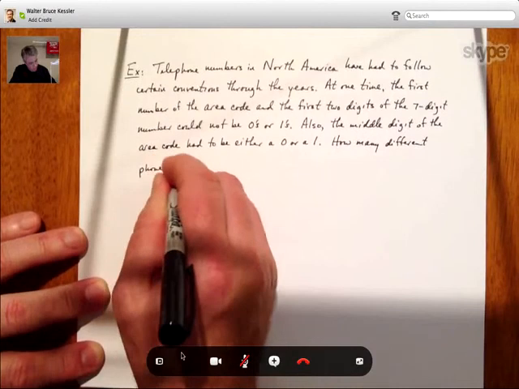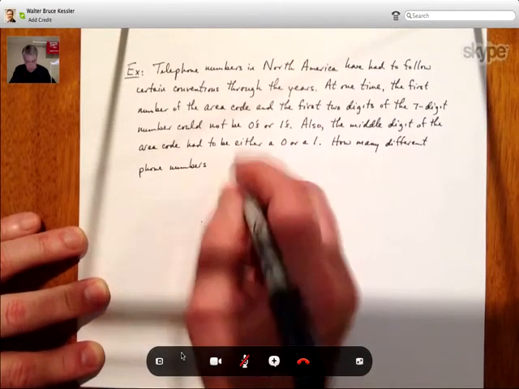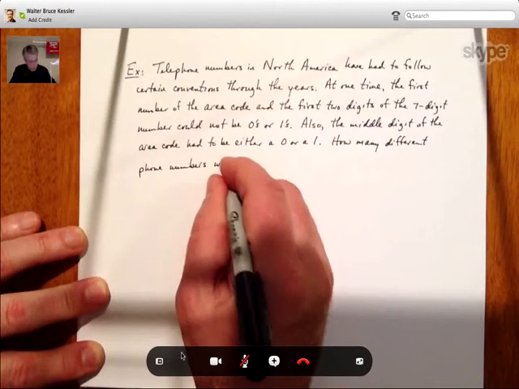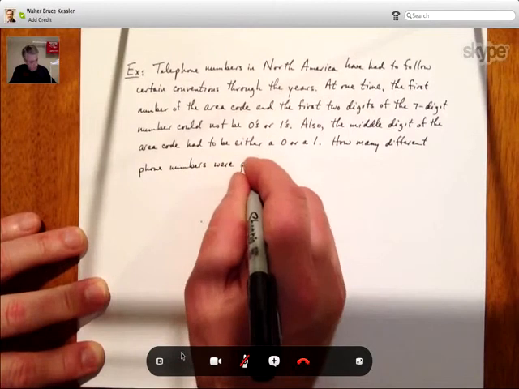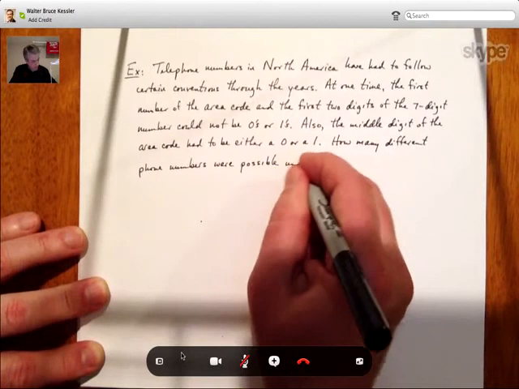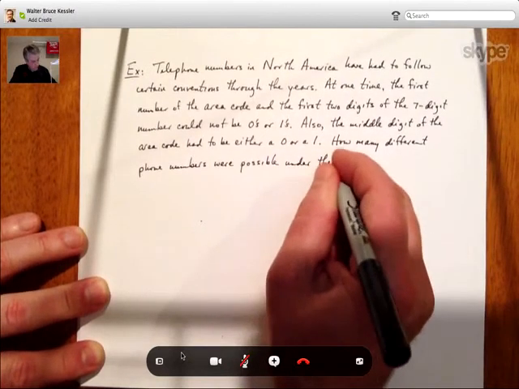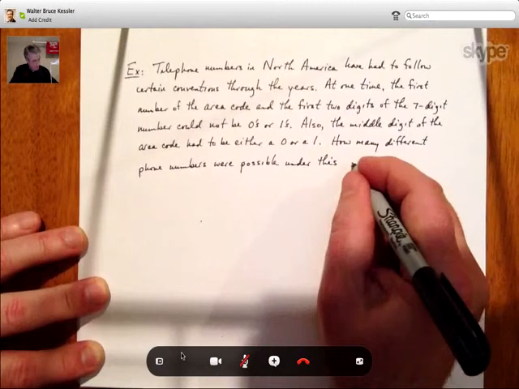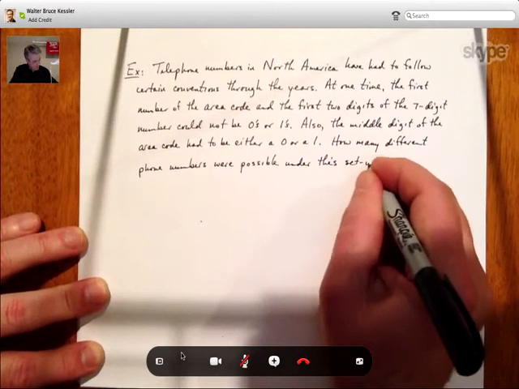phone numbers were possible under this setup?